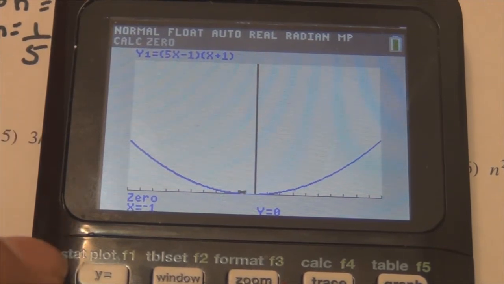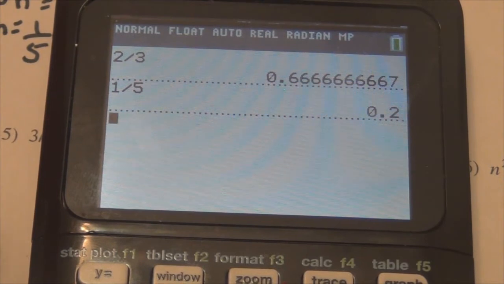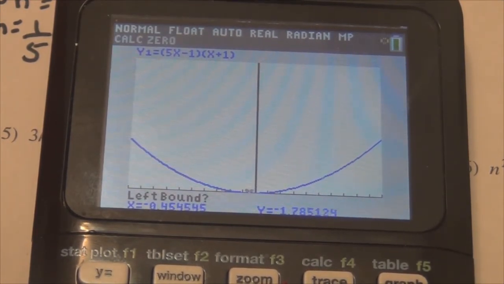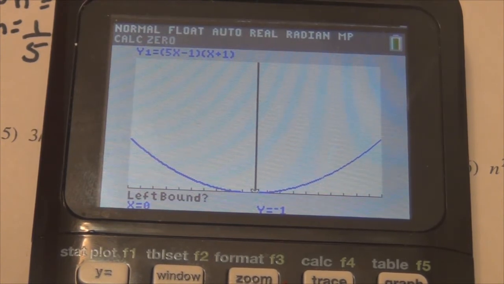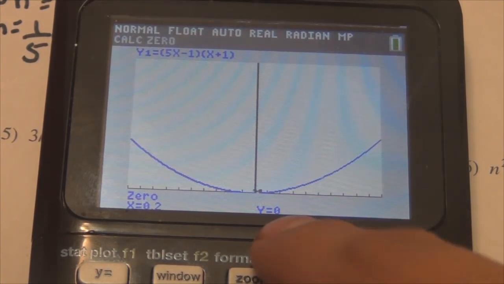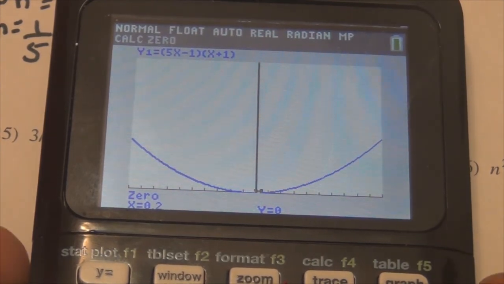What is 1/5? I don't know. So let's see, 1 divided by 5 is 0.2. So when I press calculate zero, I'm going for 0.2. So once again, my boundary is going to be around here. My other boundary is going to be around here. Okay, and I'm going to press enter. It says guess. Yes, and look, y equals 0 and x is 0.2. So there you have it. Now you understand how to find the zeros using the calculator.